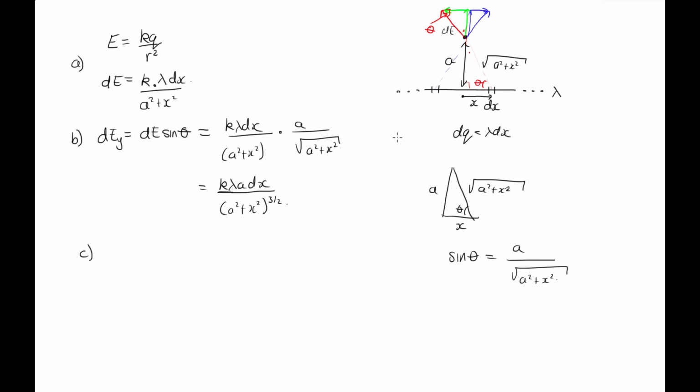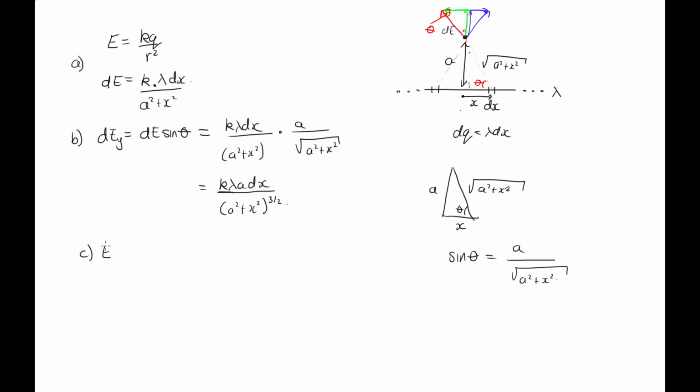Now in part C, it asks us to sum all of these increments together all along the wire to find out the total field at point A here. So I think the easiest way to do that is to sum from x equals 0 to infinity and then double it, to account for the contributions from each side of the wire. The other way to do it is to go from minus infinity to infinity.